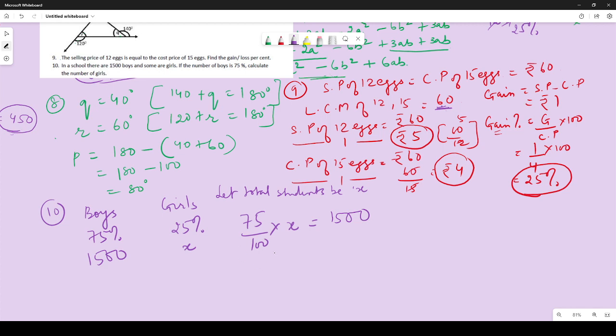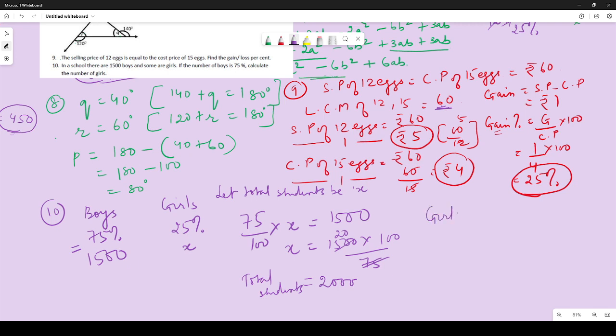But many of you got confused. You took up 75% of 1500. No, 75% is equal to 1500. Both of them are equal. So you have to write 75% of total students is equal to 1500, and that gives you 1500 into 100 by 75. So the total number of students is 2000. Here we get the total students is equal to 2000.